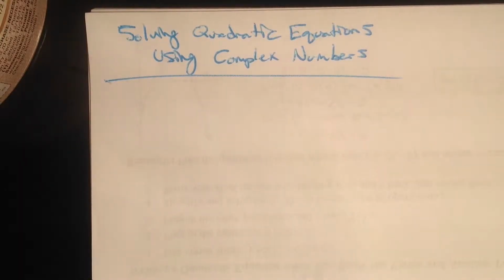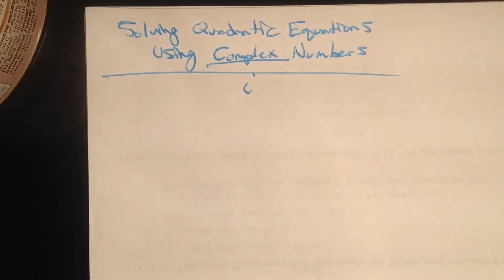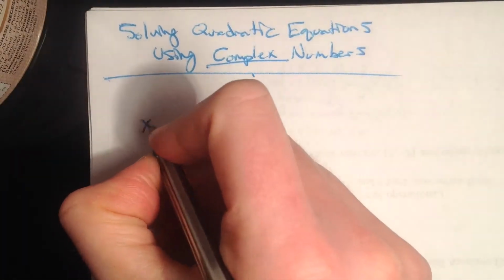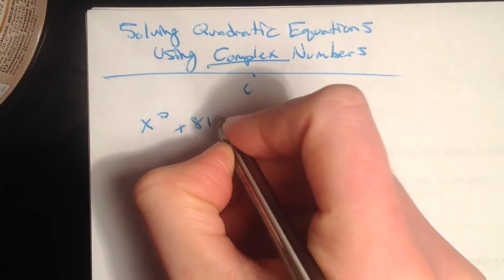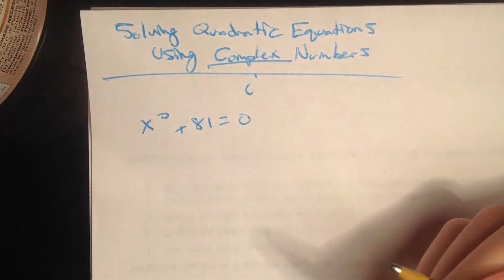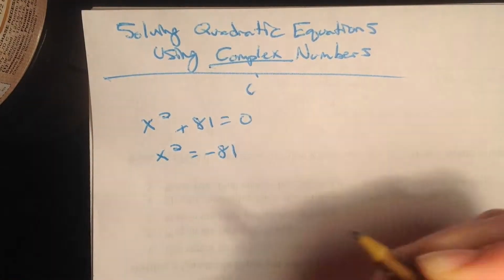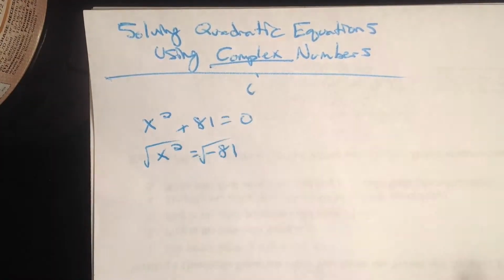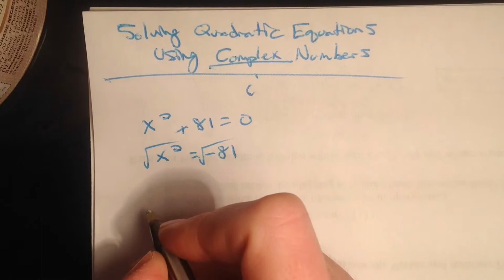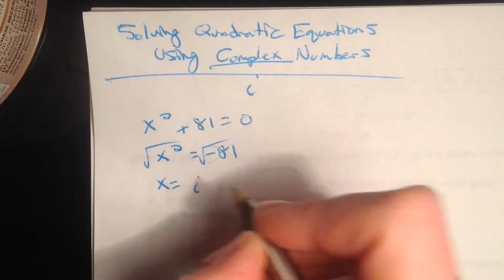Now remember, solving quadratic equations using complex numbers, complex means they involve an i, or an imaginary number. So if we have x squared plus 81 equals 0, we don't have to put this in the quadratic formula because there is no middle x term. So we just say x squared equals negative 81, square root both sides to get rid of the squared, and x equals, remember that if it has a negative, it comes out as an i.